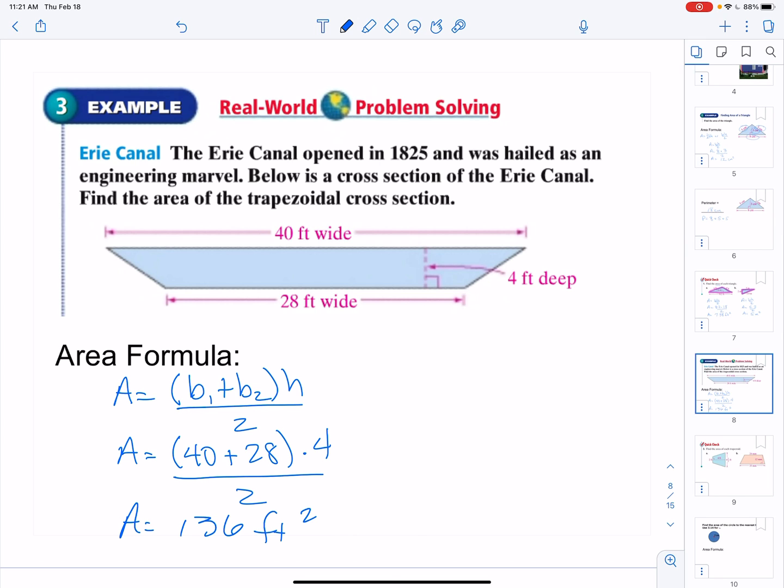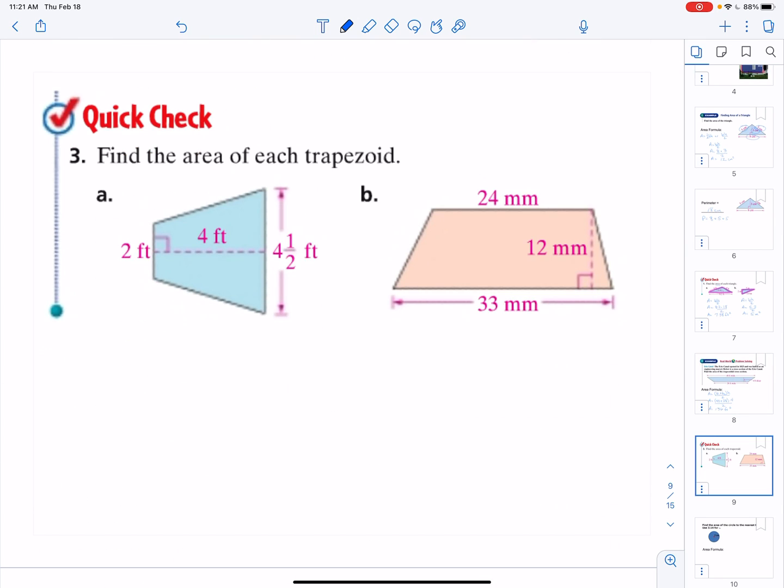Okay, so let's try another one. Here are two trapezoids. What I'd like for you to do is pause the video and answer one of them. And then when you come back, I will talk about both of them.